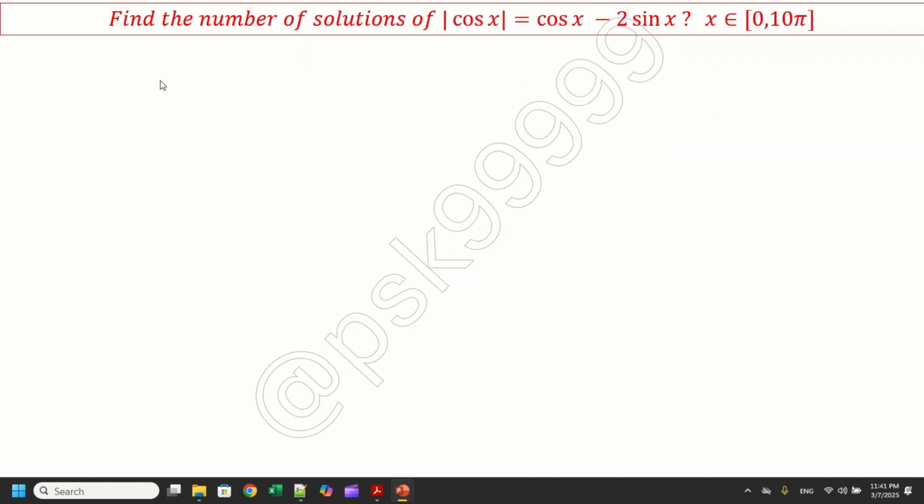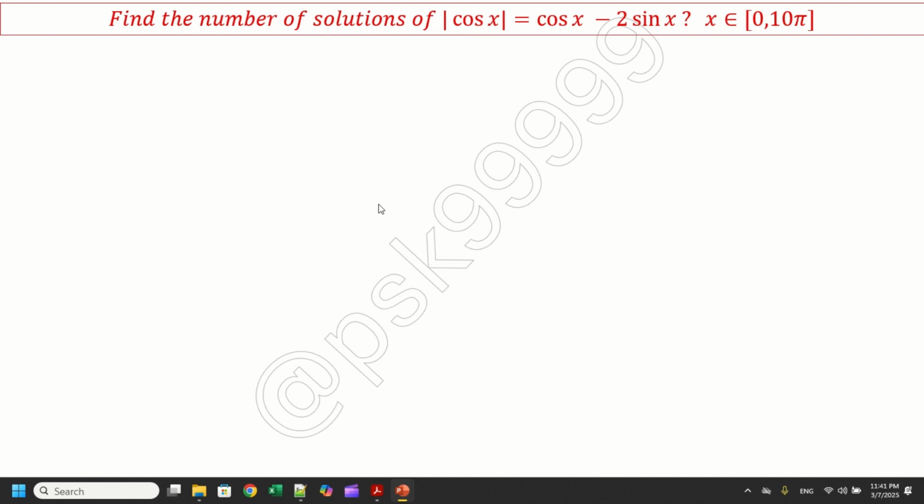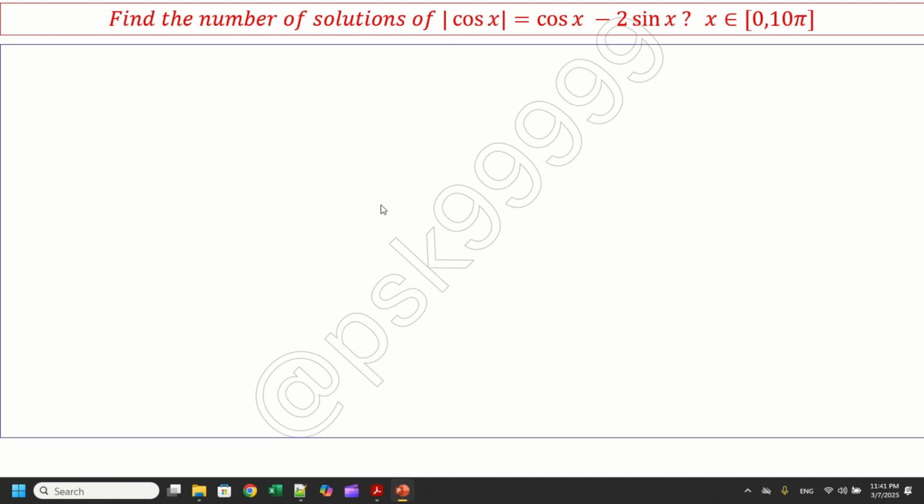Find the number of solutions of absolute cos x equal to cos x minus 2 sin x, where x belongs to 0 to 10 pi. The range may be given anything, but you should know how to derive the values first. One way of doing this is you can remove the absolute value by squaring it. But when you square it, be careful. You should substitute your values and see that all solutions may not satisfy the original equation.